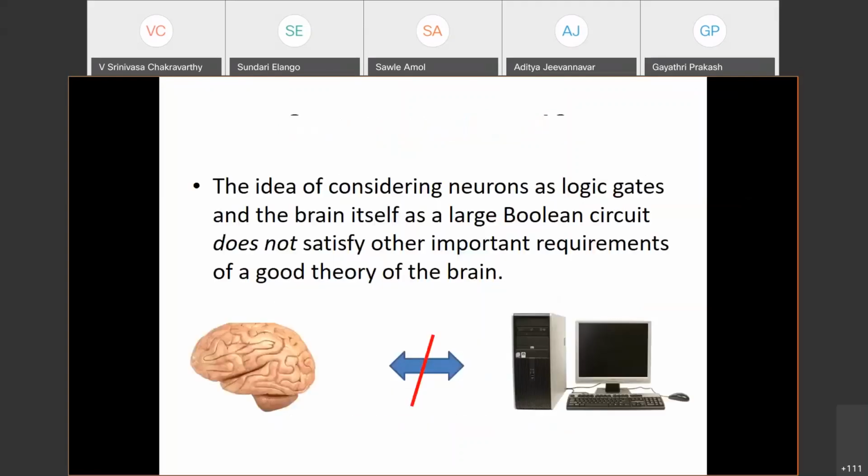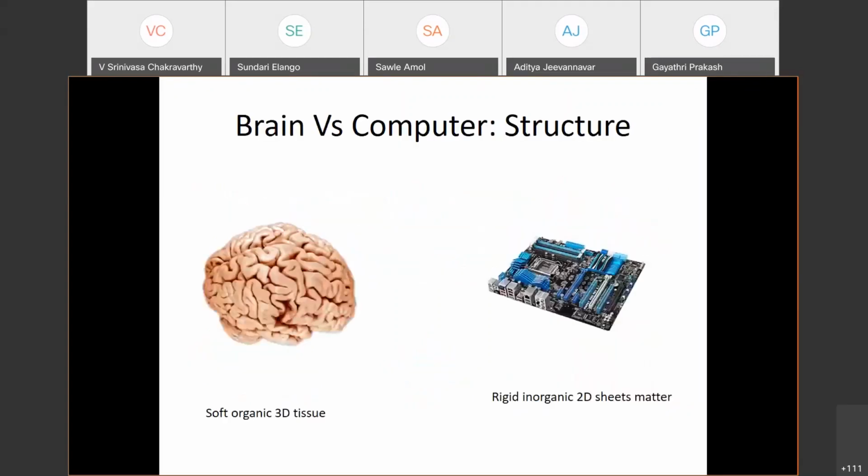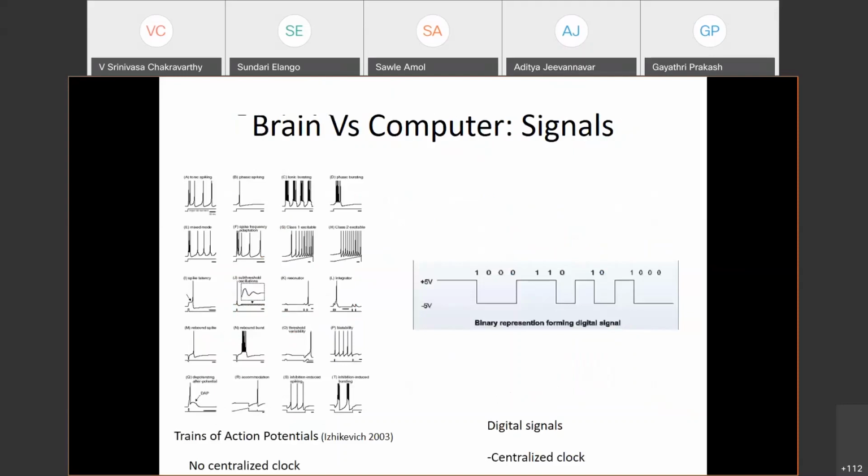But actually, if you think about it, there are fundamental differences between the computer and the brain, and they're not very similar at all. So let us look at some differences. The brain is a soft organic tissue. It's a 3D volume of tissue, whereas a computer, which is made up of circuit boards, is primarily inorganic and 2D sheets of matter. The 3D part is somewhat weak.